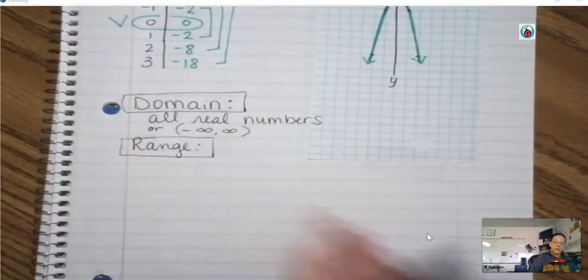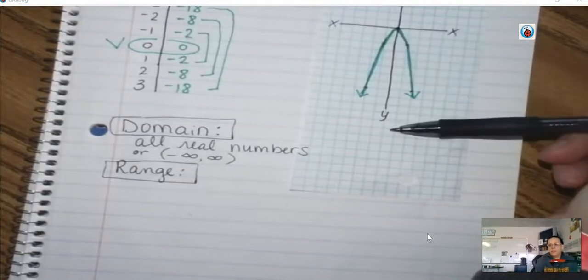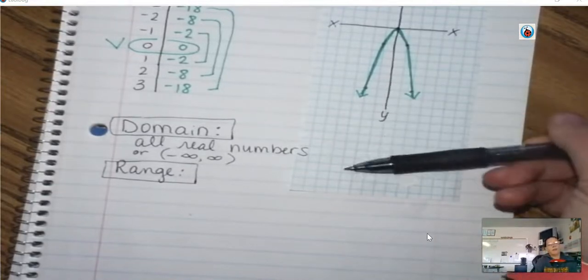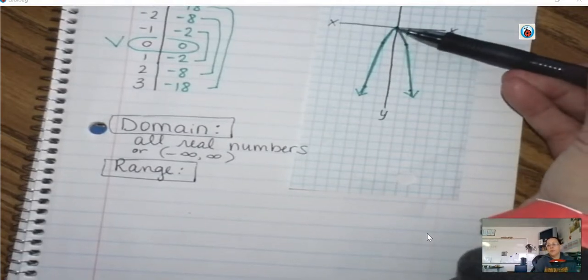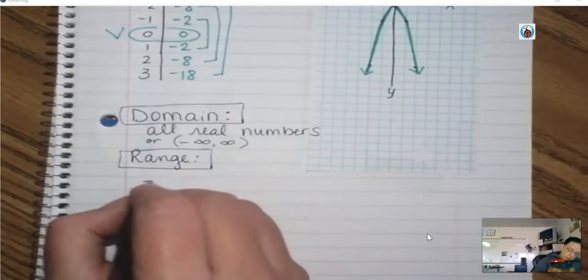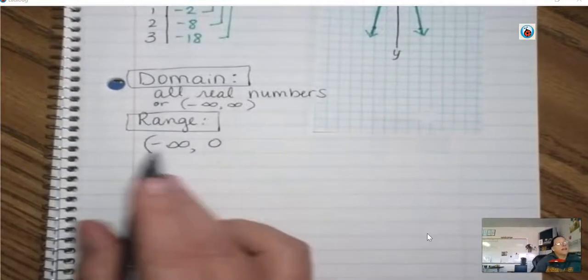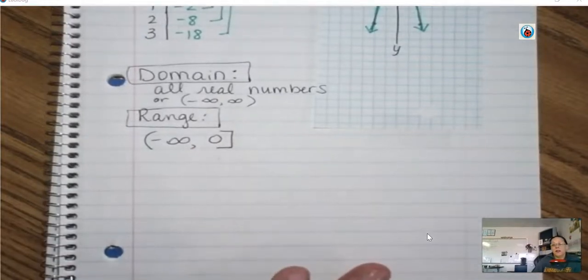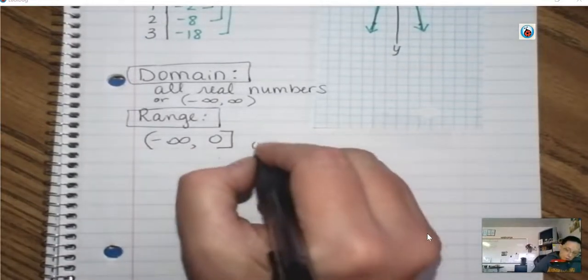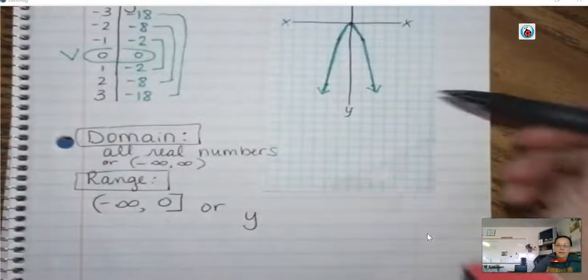Okay, range is going to be the y values. From negative infinity, it's all, because this arrow goes on down forever, so it's negative infinity, and those y values keep hitting until I get to the vertex of 0. So you can either write it as from negative infinity to 0. Infinity can never be touched, so it always gets parentheses. 0, it does touch it, so if it touches it, it's a bracket. Or the way I think HMH is going to ask you to write it is y can be anything that is less than or equal to 0.